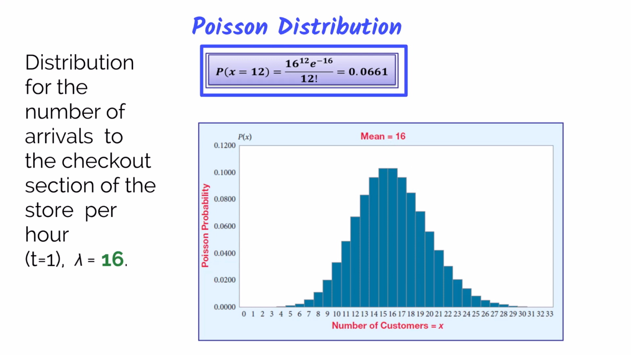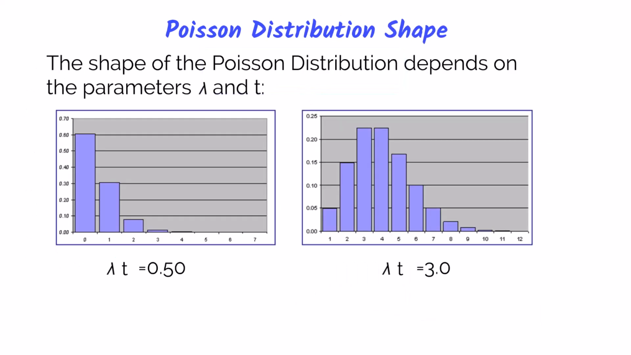Here's the actual calculation if we wanted to know the likelihood of 12 people coming to the checkout stand in 1 hour. We could plug in our numbers into the formula where x equals 12, and you can see here on our probability distribution that the probability of 12 customers is 0.0661. So the shape of the Poisson distribution depends on the lambda and the t combined. You can see here when we multiply lambda and t together and the product is 0.5, our distribution looks different than, let's say, when our lambda t is 3.